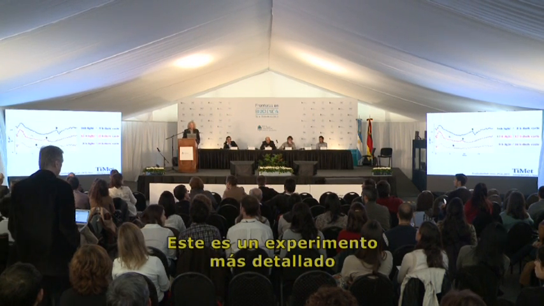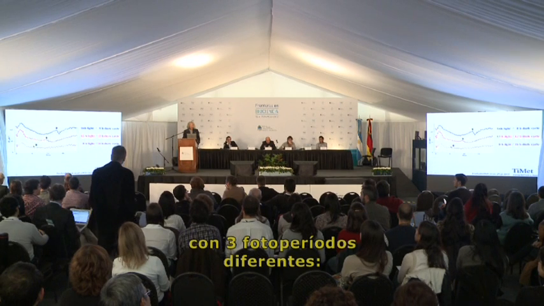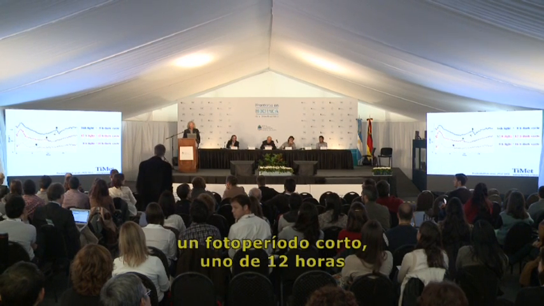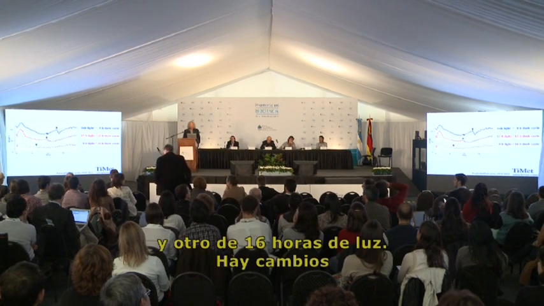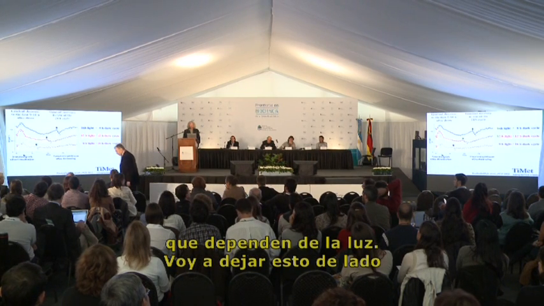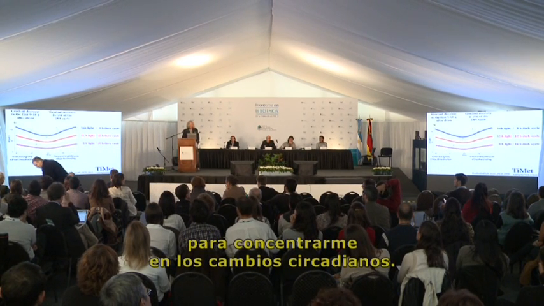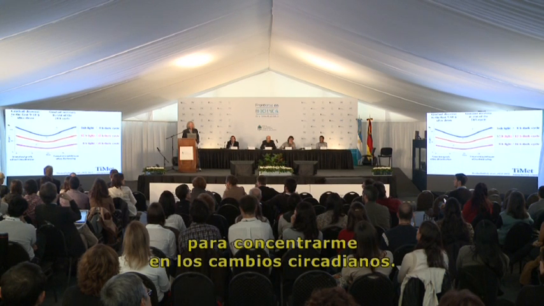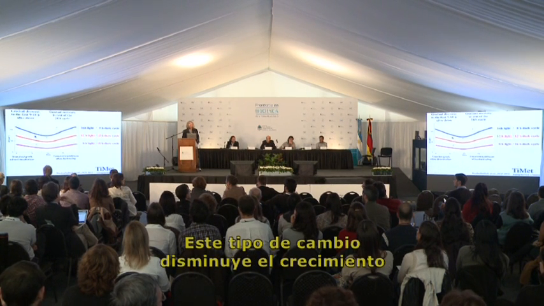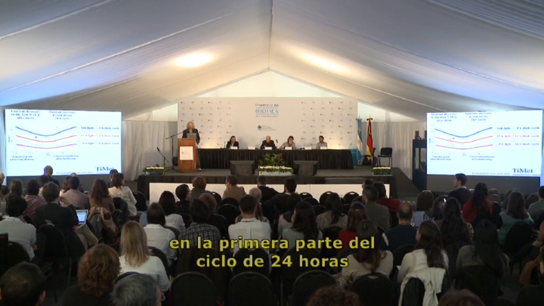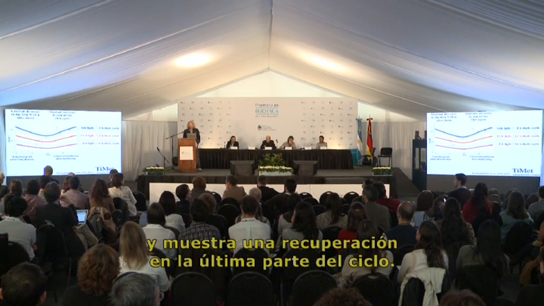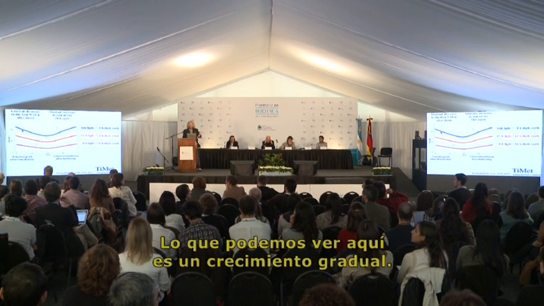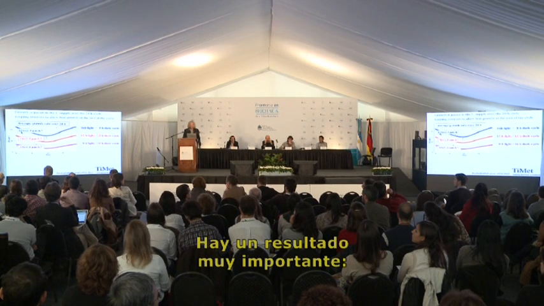Now, this is a more detailed experiment with 3 different photoperiods: a short photoperiod, 12 hours and 16 hours light. There are light-dependent changes which I'm going to ignore for the talk. I just want to focus on the circadian changes. They decrease growth in the first part of the 24-hour cycle, and it recovers in the later part of the cycle. So what we can see here is really graded growth, and a very important result.